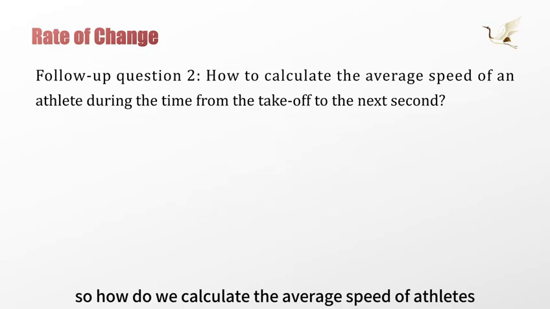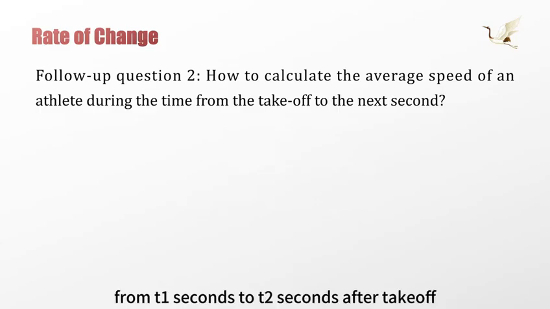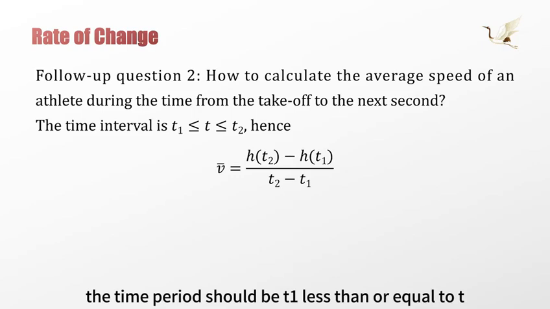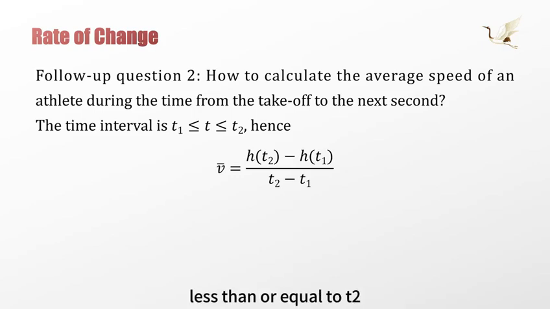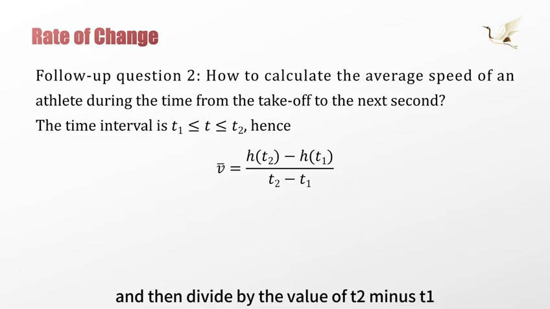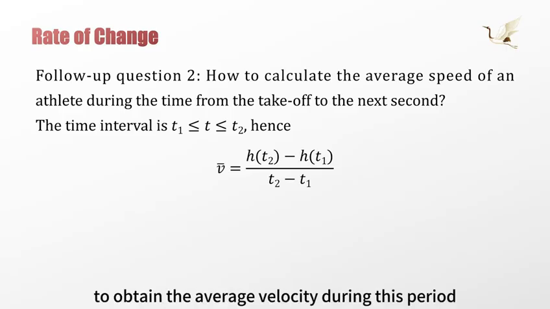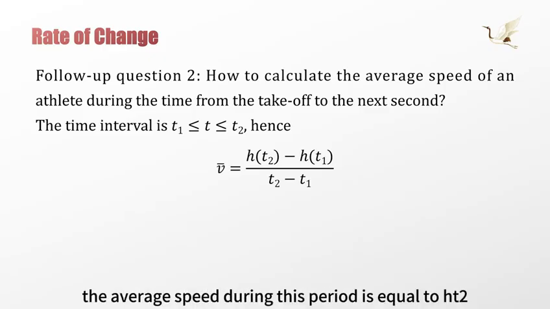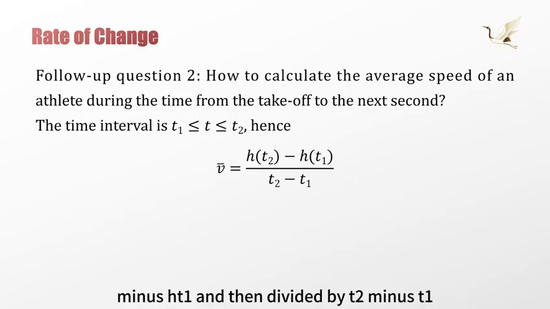This indicates that the height of the athletes relative to the water surface has decreased during this period. So how do we calculate the average speed of athletes from t1 seconds to t2 seconds after takeoff? According to the analysis just now, the time period should be t1 less than or equal to t less than or equal to t2. We subtract the function value corresponding to the initial time t1 from the function value corresponding to the termination time t2, and then divide by the value of t2 minus t1 to obtain the average velocity during this period. Expressed in symbolic language, the average speed during this period is equal to (h(t2) minus h(t1)) divided by (t2 minus t1).